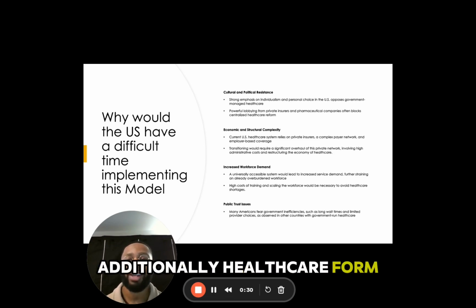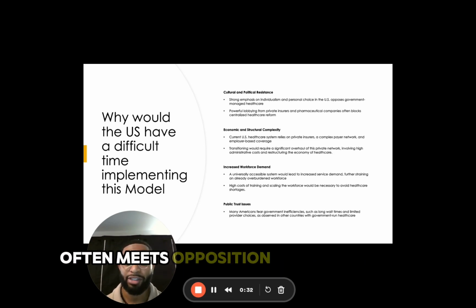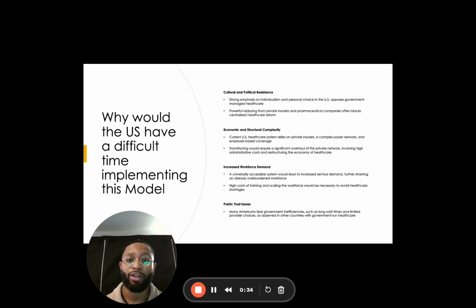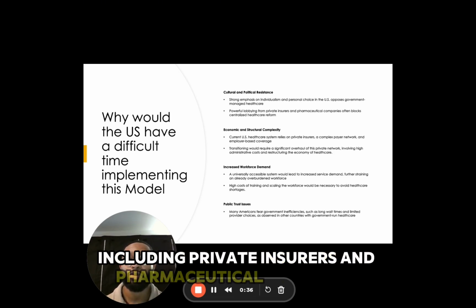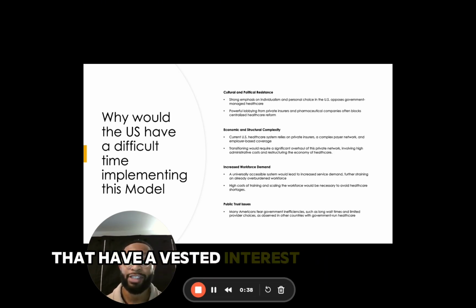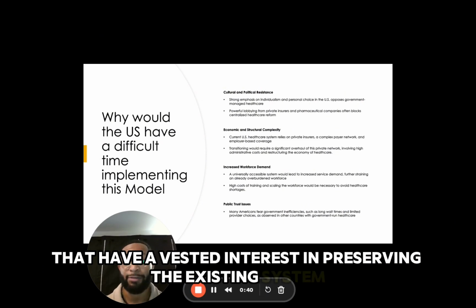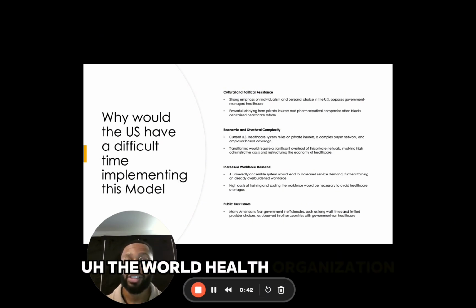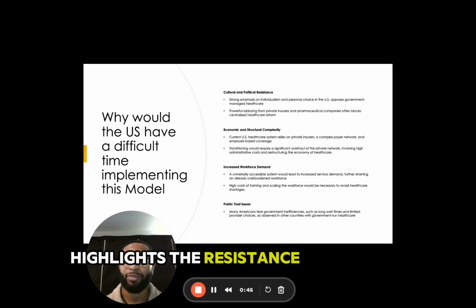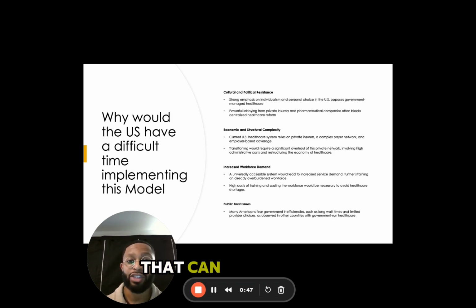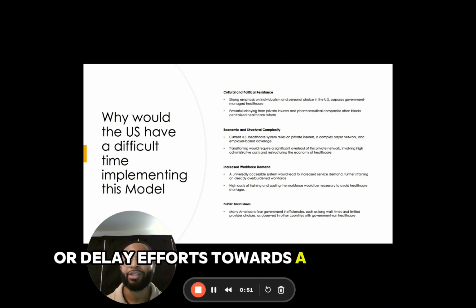Additionally, healthcare reform in the United States often meets opposition from powerful interest groups, including private insurers and pharmaceutical companies that have a vested interest in preserving the existing system. The World Health Organization highlights the resistance from these groups that can stall, dilute, or delay efforts towards a centralized healthcare reform system.